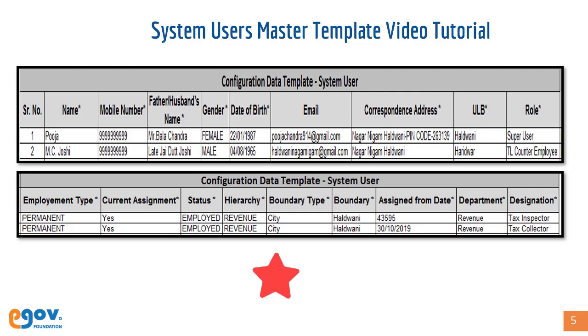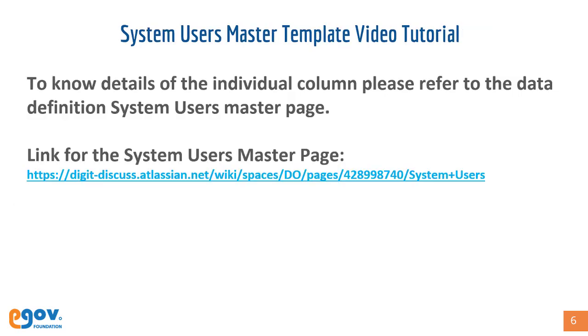Some columns marked with a star are mandatory. Please make sure all the mandatory columns are updated in the template. To know details of the individual column, please refer to the Data Definition System Users Master page.